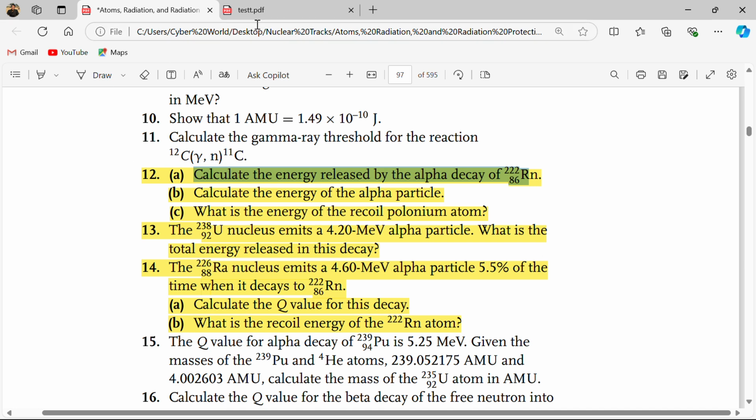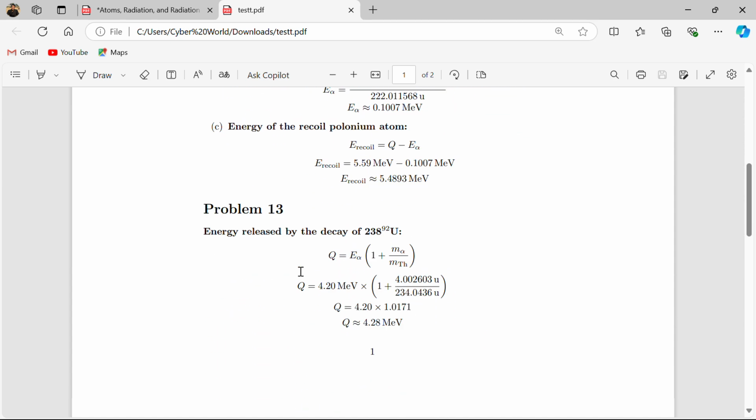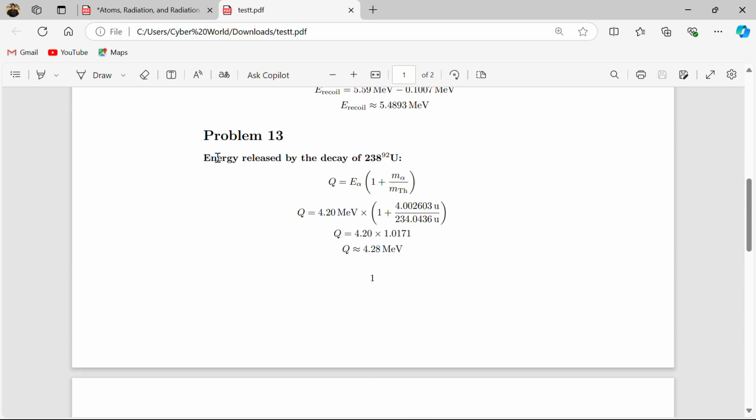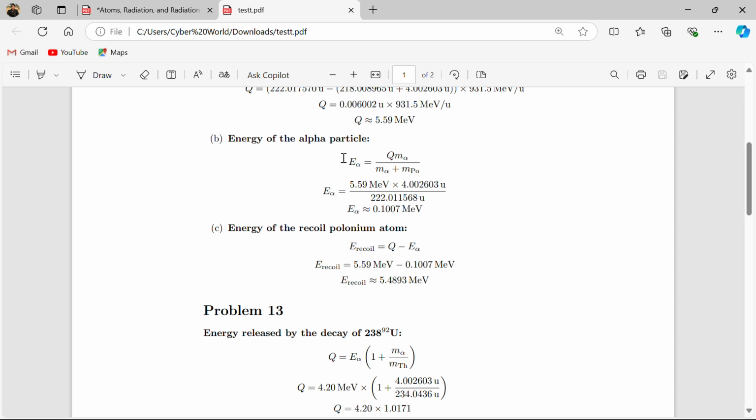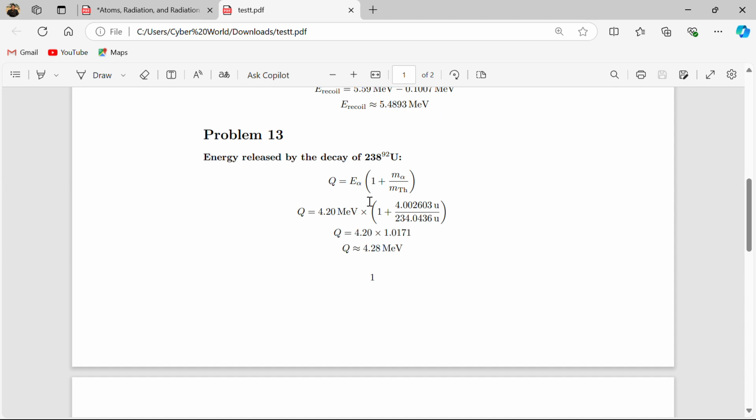How can you find the total energy? Quite easy. To find total energy, there is a formula. We already know this is the formula of E alpha, but if you want to find Q, meaning total energy, you just multiply by E alpha divided by M alpha. After taking the LCM, it gives this equation. So to find the Q value, the total energy released.